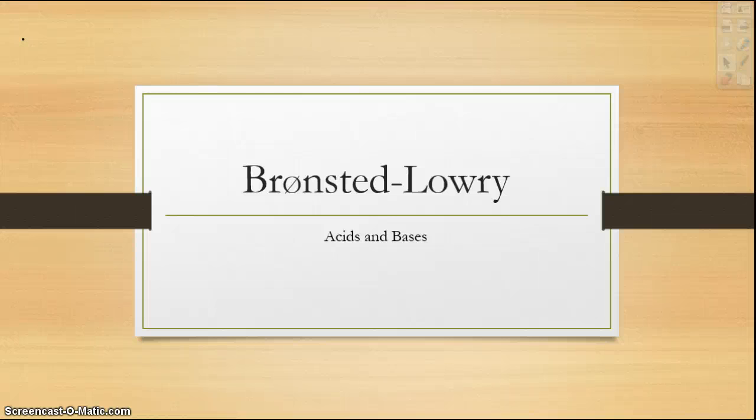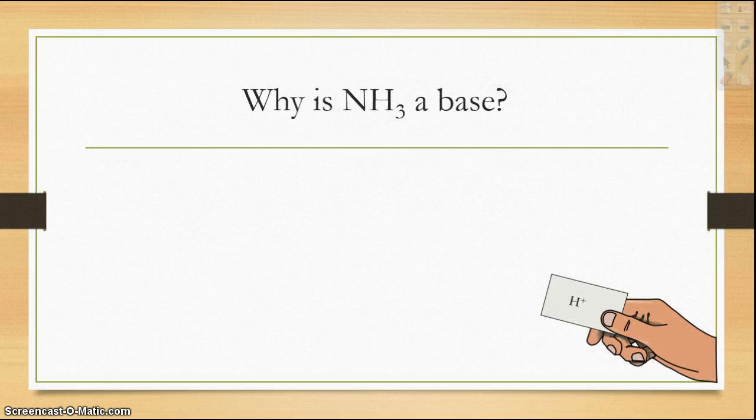Welcome. Today's lesson is on the scientists Bronsted and Lowry and their definition for acids and bases. This definition helps us to understand why ammonia, which has the chemical formula NH3, is a base.